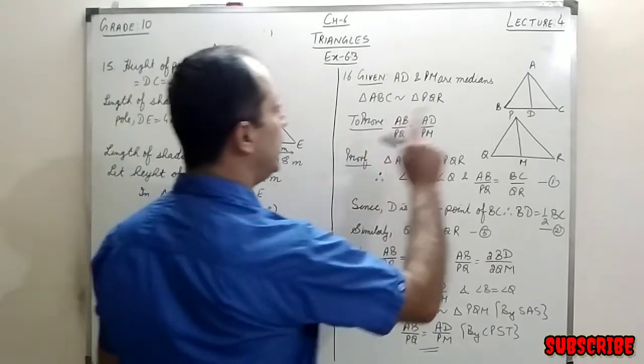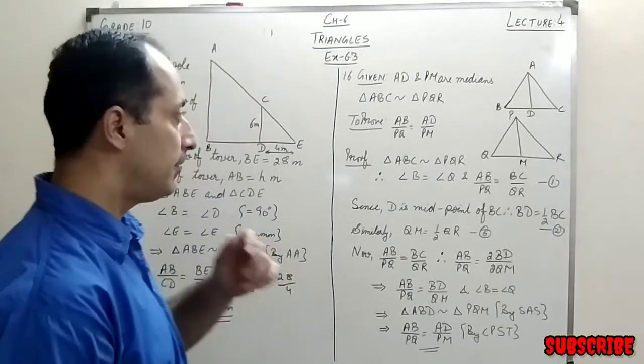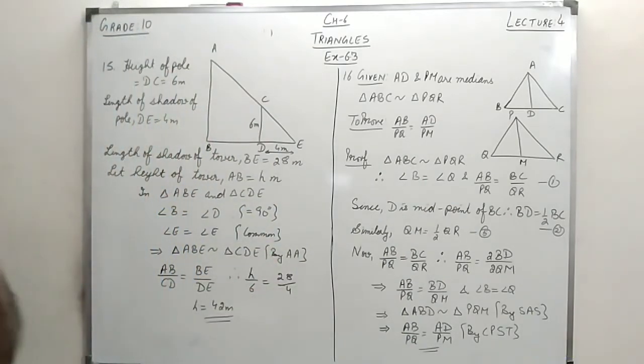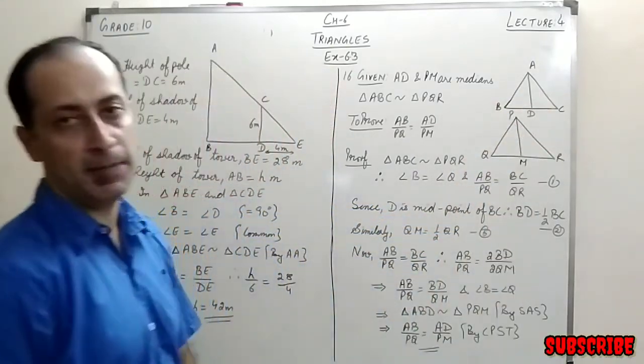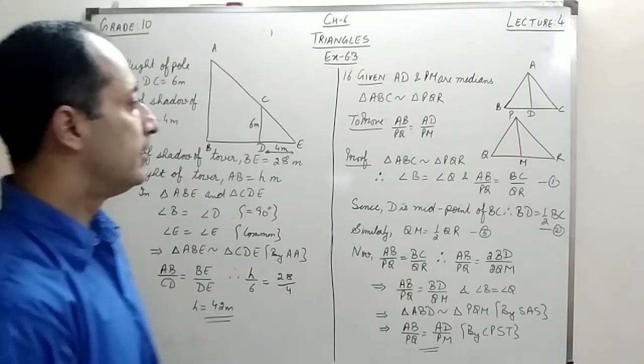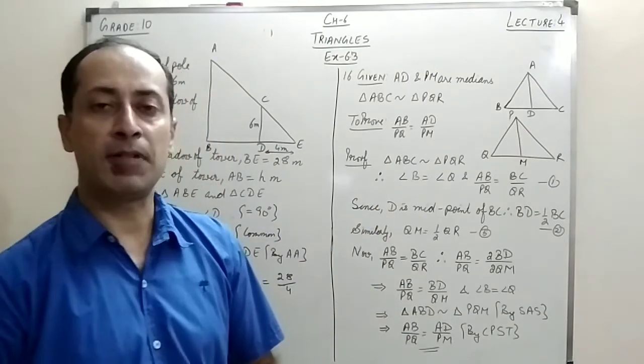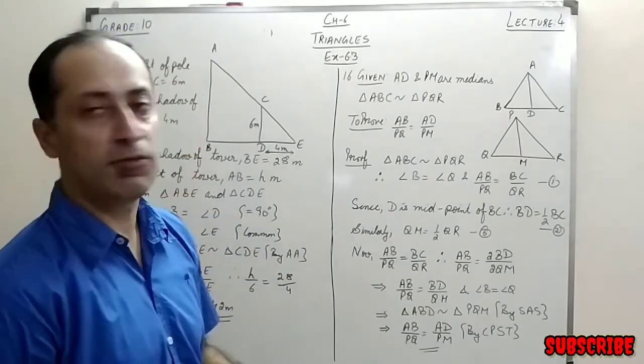So AD and PM are the medians. Triangle ABC is similar to triangle PQR, which is given to us, and we have to prove that AB by PQ is equal to AD by PM. So how we start? Since triangle ABC is similar to triangle PQR, obviously the parts would be equal.